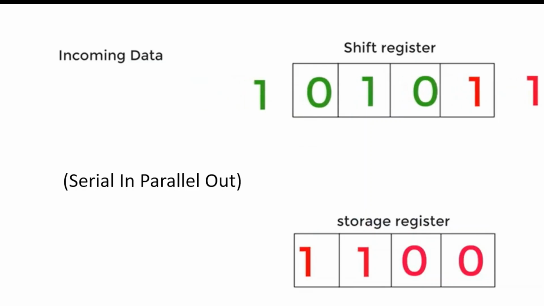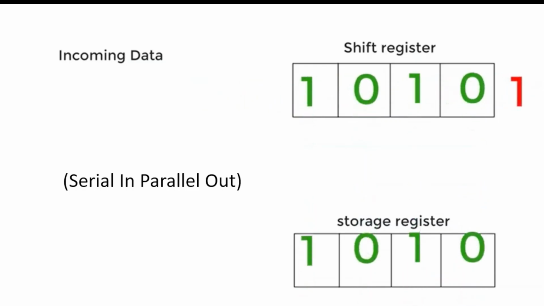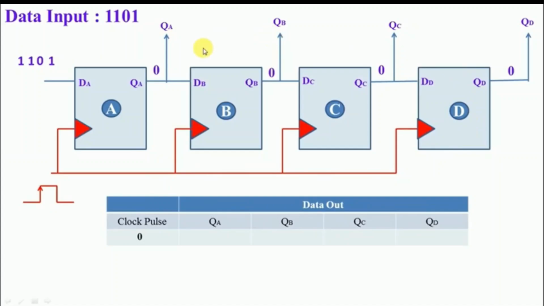And here's that final sequence. This one was serial in and parallel out. Let's look at a more complex one that actually has all of the individual logic gates.